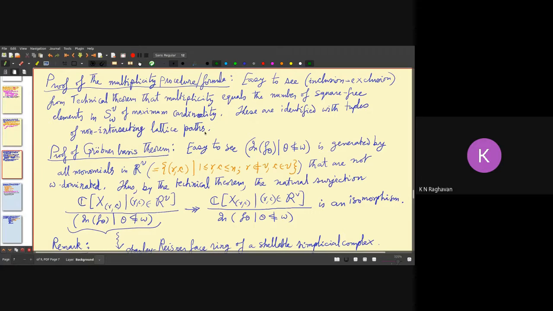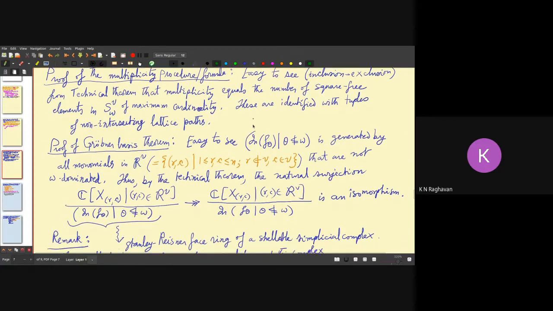So that is the proof that the procedure that we earlier gave for multiplicity is valid. Okay. Now let me just indicate the proof also for the Grobner basis.